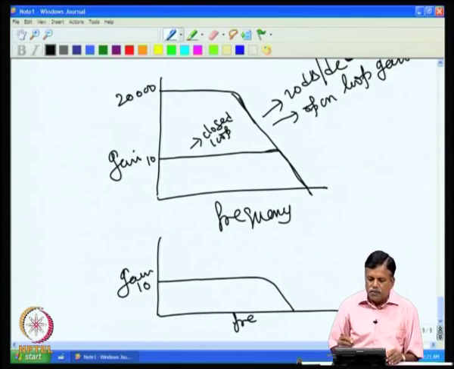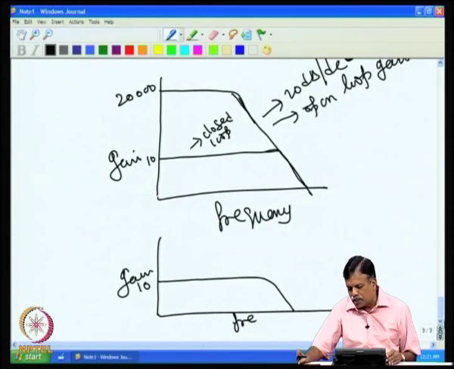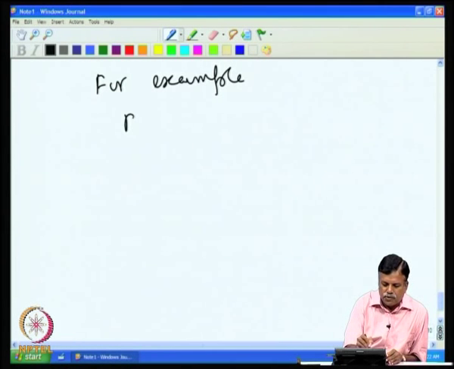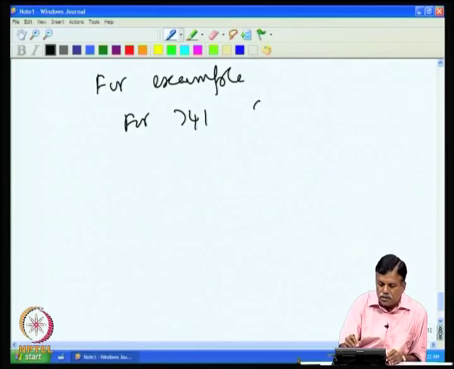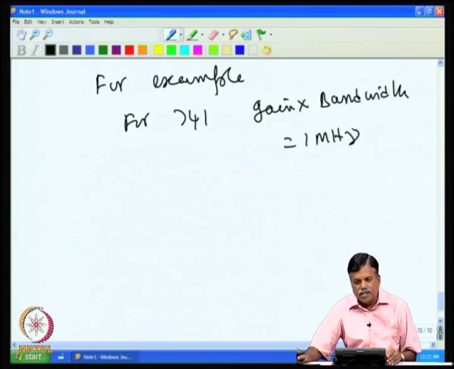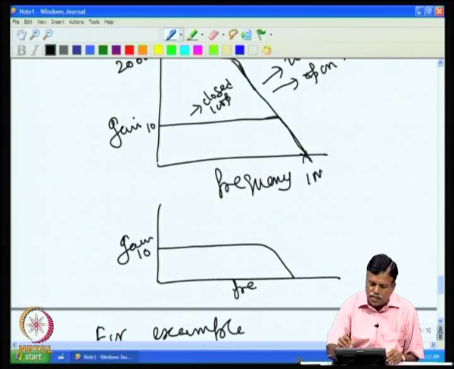Suppose for 741 we have a gain bandwidth product of 1 megahertz. For 741, gain into bandwidth is equal to 1 megahertz. That means, when the gain is unity, the frequency is 1 megahertz. So, when the gain becomes 10, this actually becomes 100 kilohertz.